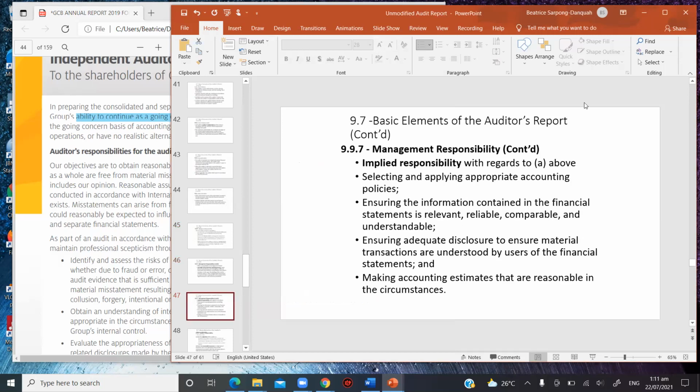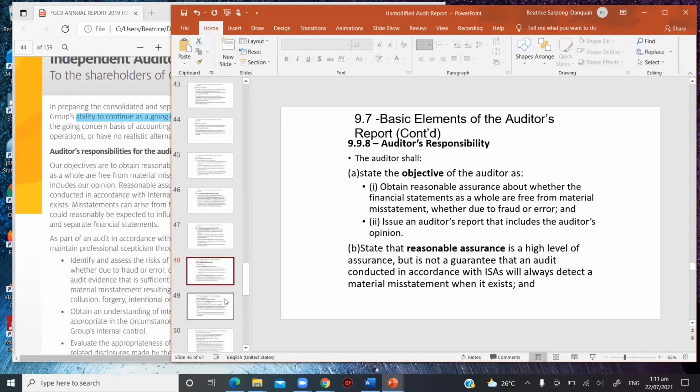These are some implied responsibilities of management: selecting and applying appropriate accounting policies, ensuring the information contained in the financial statements is relevant, reliable, comparable, and understandable. And then ensuring adequate disclosure to ensure material transactions are understood by users of the financial statements, and making accounting estimates that are reasonable in the circumstances. So these are implied responsibilities of management.